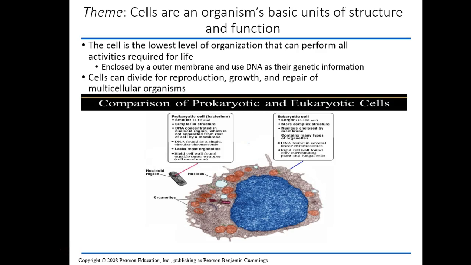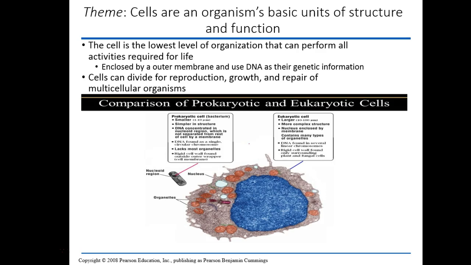So a cell is walled off by an outer membrane. We usually call that the cell membrane. So it has its outer space. It has its own genetic code, so it has its own process of expressing what that particular life form is going to be. And a cell has all of the properties. It can reproduce, grow, repair, and it can turn into multicellular organisms.